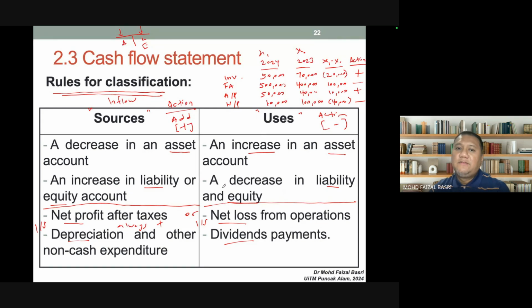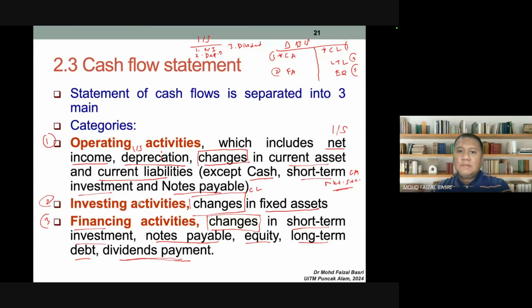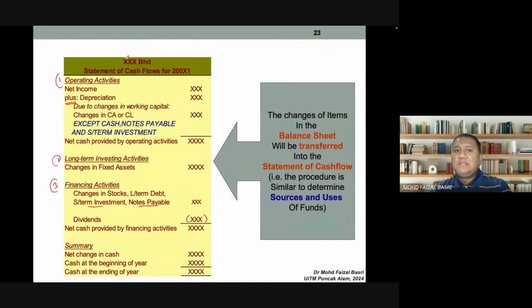So that's why for liability and equity, the amount of sources and users tu dia akan correspond dengan the action. So naik liability, kita akan tambah. Bila kurang liability, kita akan minus. And when you understand this, then we can classify every transactions together dengan dia punya classification yang ni, dengan categories into this statement.